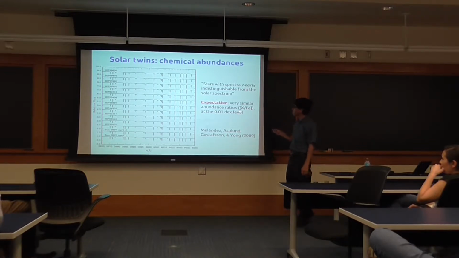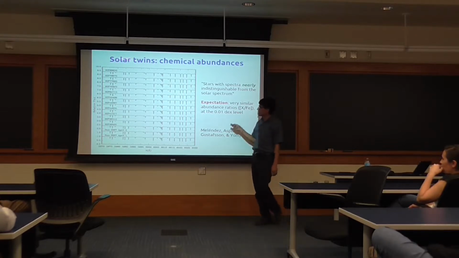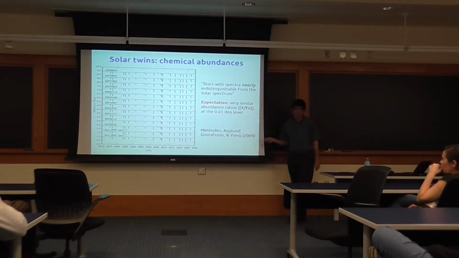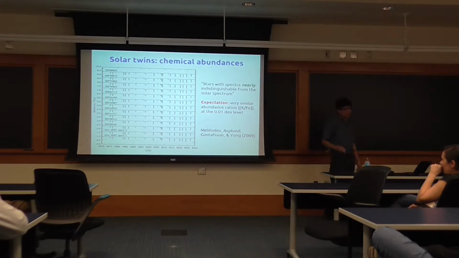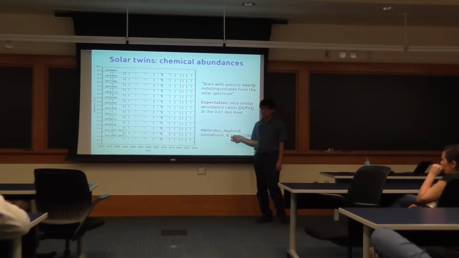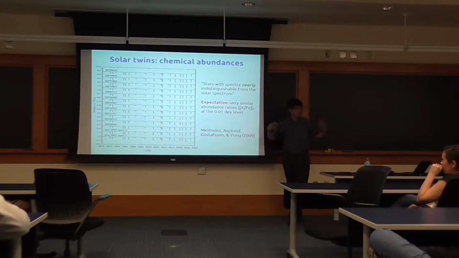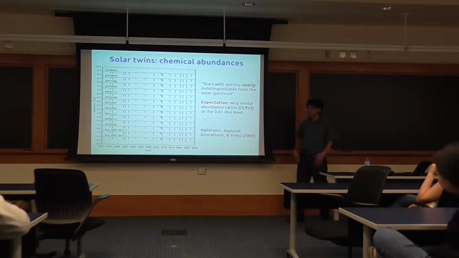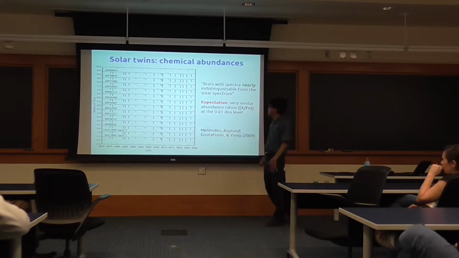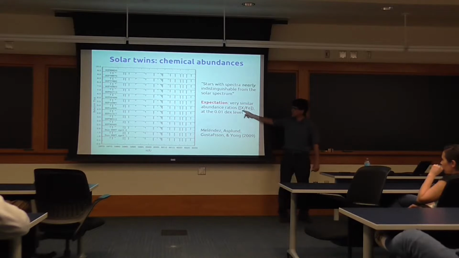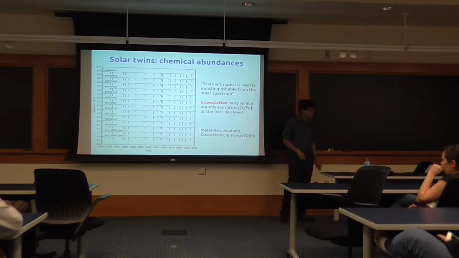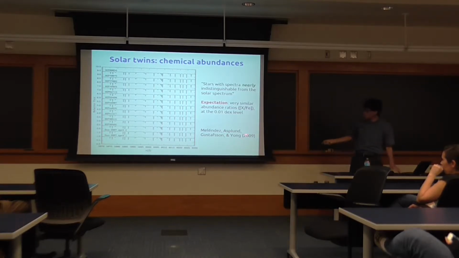So when you see this kind of plot, and before the work that we did, starting in 2008, 2009, perhaps the expectation was that when we looked at the abundance ratios of these stars, since they're all stars in the thin disk, with similar ages to the sun, we would have expected them to have abundance ratios very similar to solar, even at the 0.01 dex level. And this is work from Melendez, Asplund, Gustafsson, and Yong in 2009, which started this whole story.